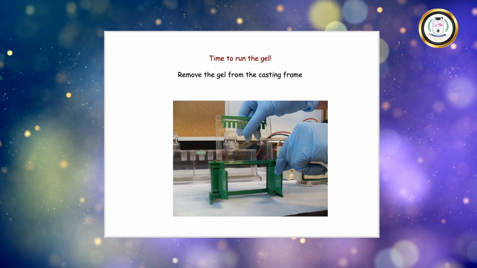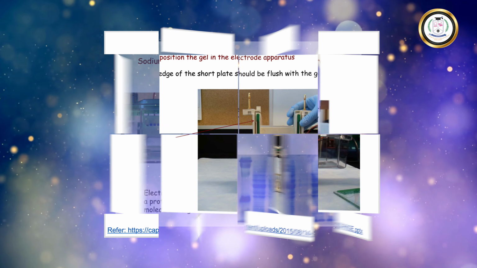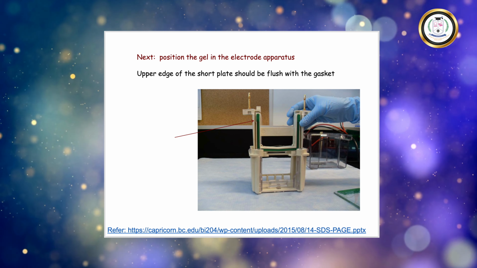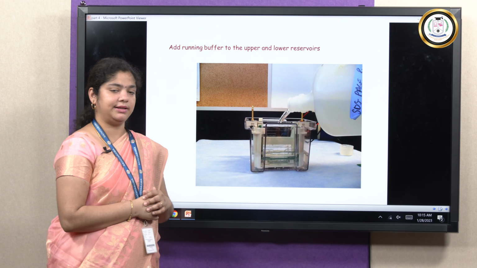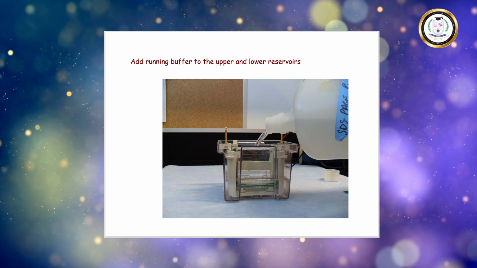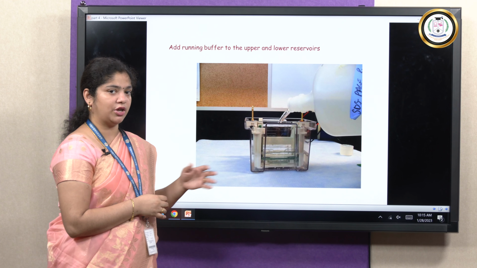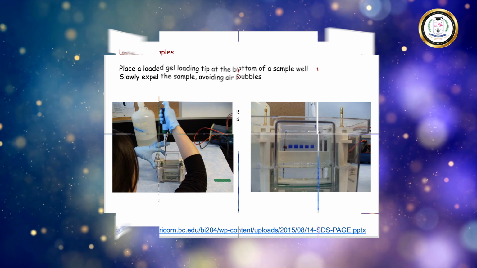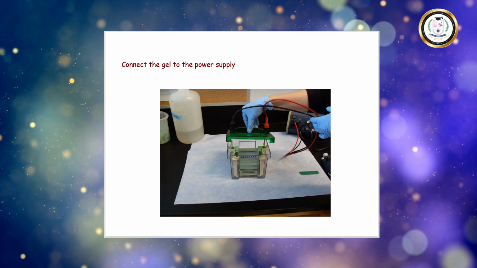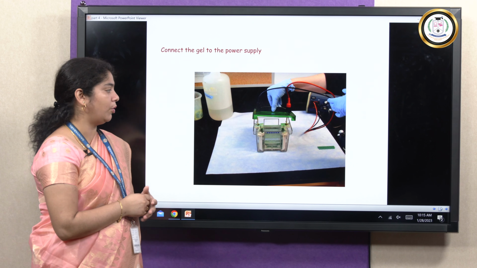Then we have to remove the tray and casting frame, and place it onto the electrophoresis apparatus. Once we place it, we can add the running gel buffer. The running gel buffer contains glycine, and this glycine helps in the mobility of the proteins along the gel. Then we have to load the samples. The sample is blue in color due to the bromophenol blue tracking dye. This tracking dye is used for monitoring the mobility.